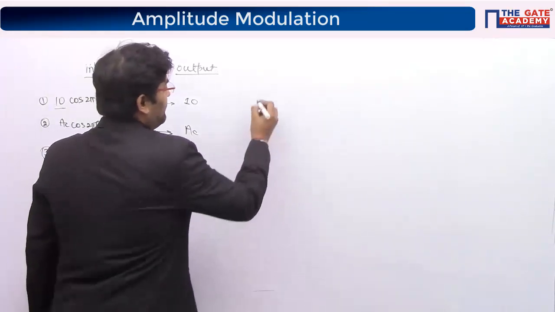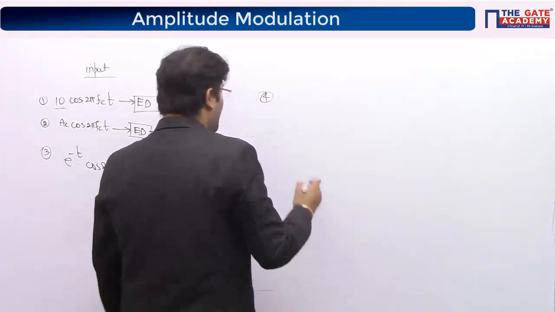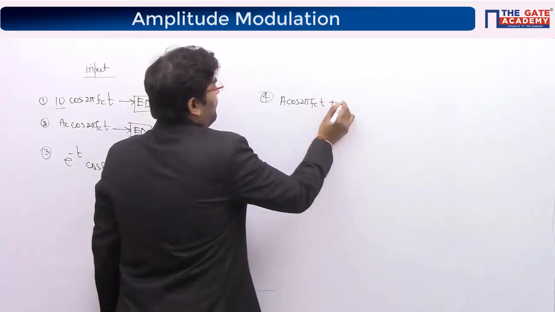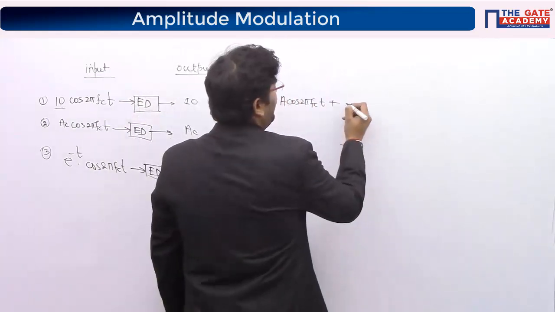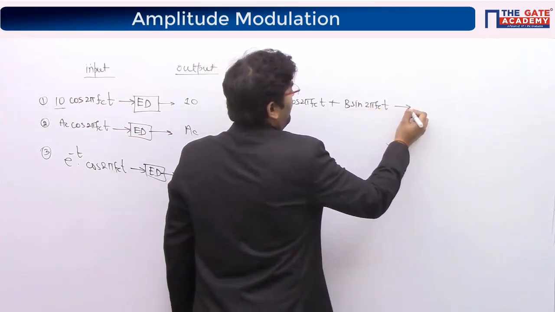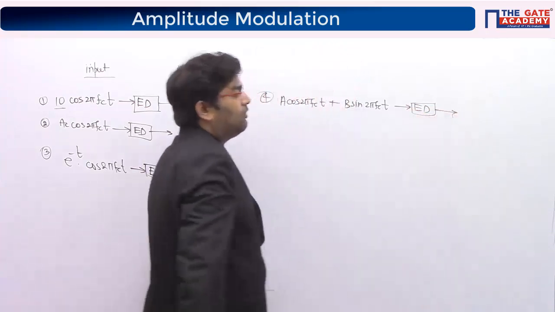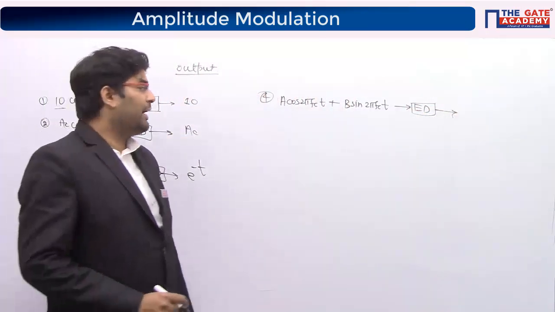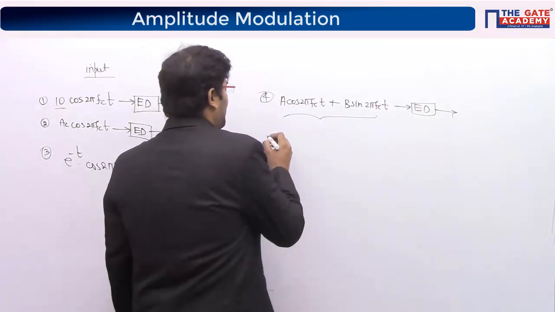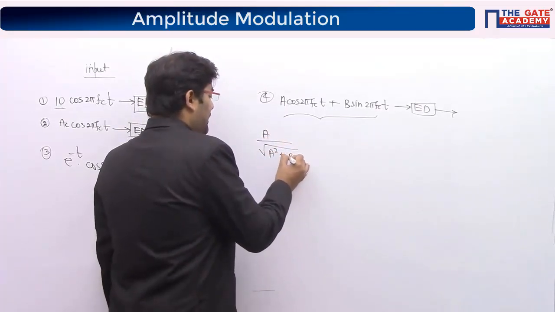Fourth one, guys, if I give any signal like a cos 2 pi fc t plus b sin 2 pi fc t as input of the envelope detector, what would be the output? Now guys, you have to convert this into a single trigonometric term. For that, you can multiply and divide by a term. It's a manipulation, guys.